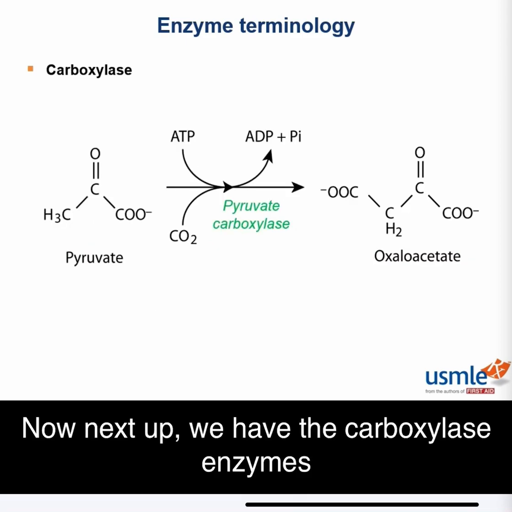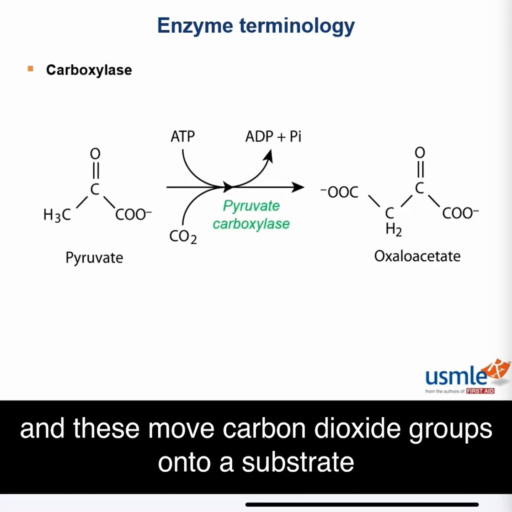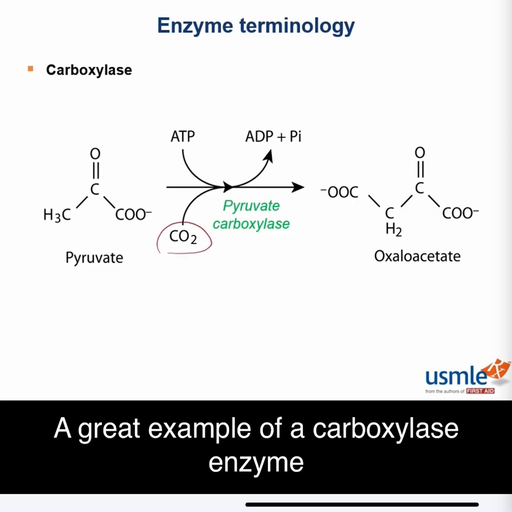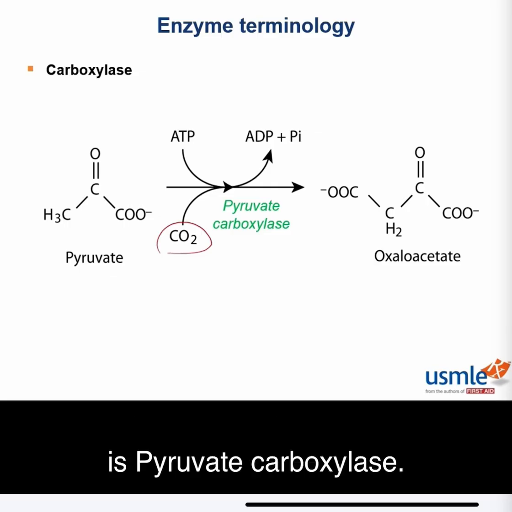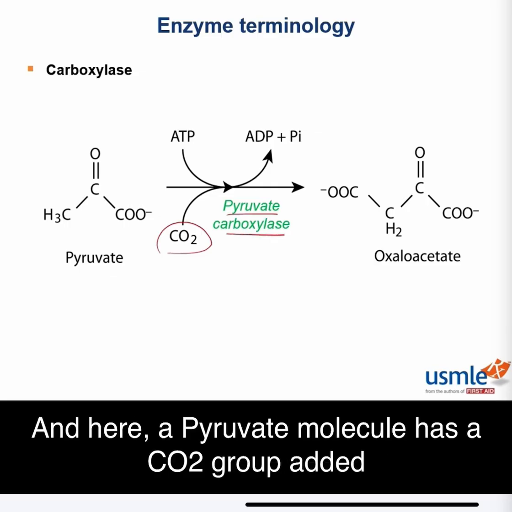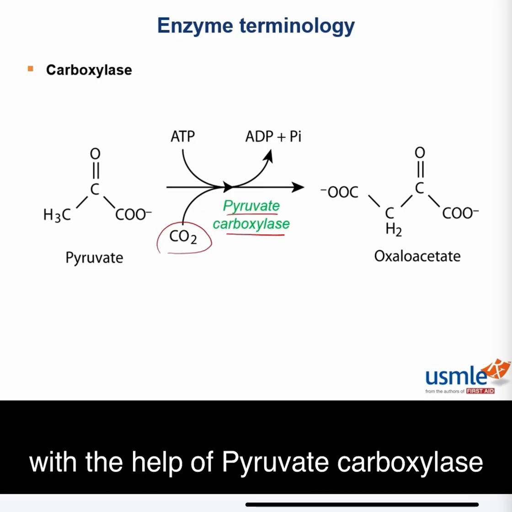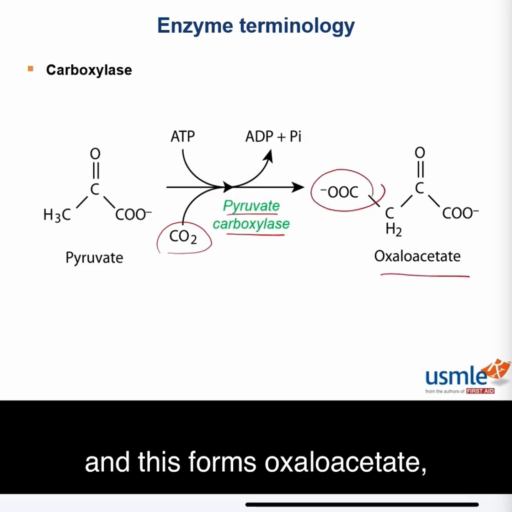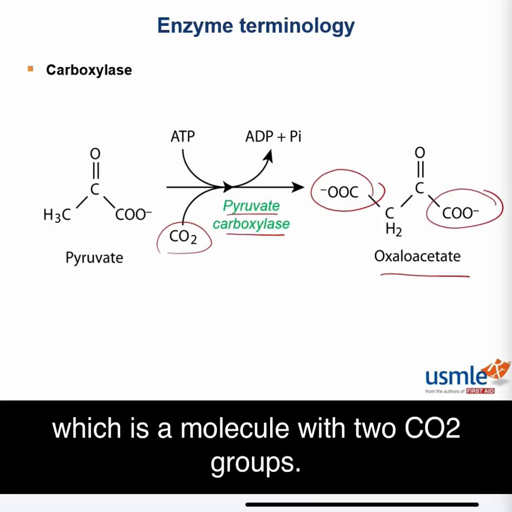Now next up, we have the carboxylase enzymes. And these move carbon dioxide groups onto a substrate, as you can see here. A great example of a carboxylase enzyme is pyruvate carboxylase. And here, a pyruvate molecule has a CO2 group added with the help of pyruvate carboxylase. And this forms oxaloacetate, which is a molecule with 2 CO2 groups.